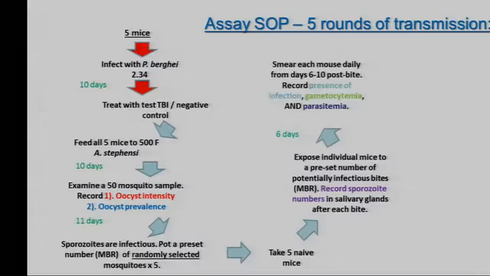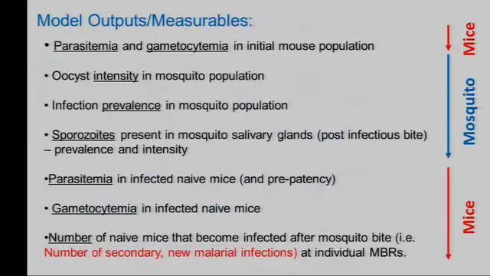So from days 6 to 10 post-bite, we smear each mouse daily, and we look for parasitemia, gametocytemia, and then the really important one is the presence of infection. So this is measuring the actual number of malarial cases in vivo in real time in a laboratory model. And we can look at the effect of our transmission-blocking vaccine on that in comparison with a negative control. As I mentioned, we do successive rounds of transmission, so these 5 mice are then taken, and the whole cycle goes round again, and again, and again, and again, 5 times. So we get a huge amount of outputs over these 5 transmission cycles.